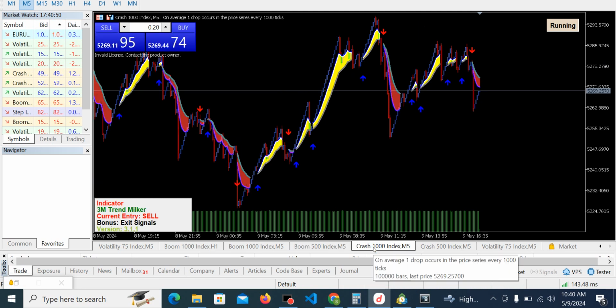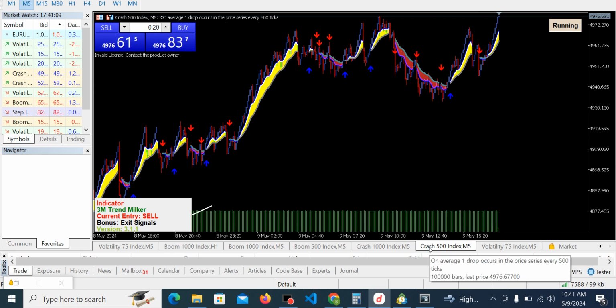Next asset is going to be crash 1000. Crash 1000 actually went on uptrend, but later on it was unable to break out above that, so it sold for a while before pulling back again, and it is still selling at the moment. So we expect more of a selling opportunity from crash 1000.